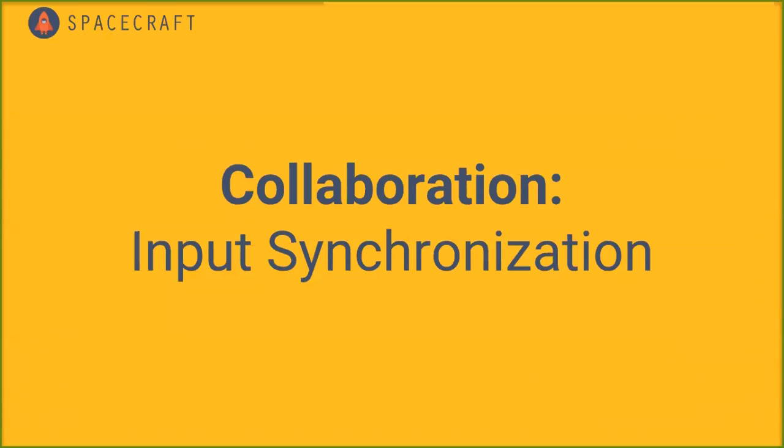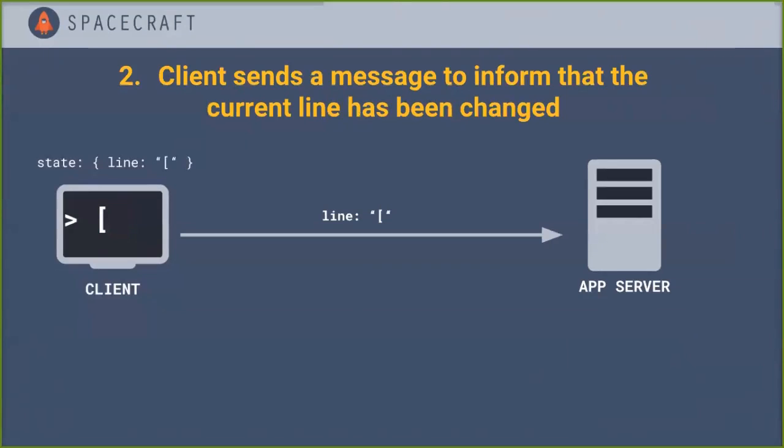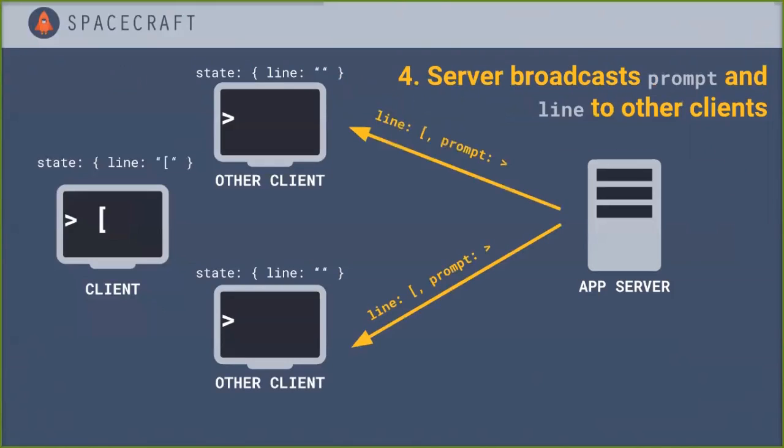For input synchronization, it works very much like output synchronization. However, we need to also track the state of the current line so that we can more efficiently sync it with other clients. To demonstrate this, we're going to show an example here where the user presses a key: open square bracket. So as you can see, when the user presses a key, the state is updated. And then the client will send a message that has the line of square brackets to the app server. Now our application parses out the current prompt from the cached output. And I'll explain why this is important in just a minute. With those two pieces of information in place, the app server will send the line and the prompt to other clients.